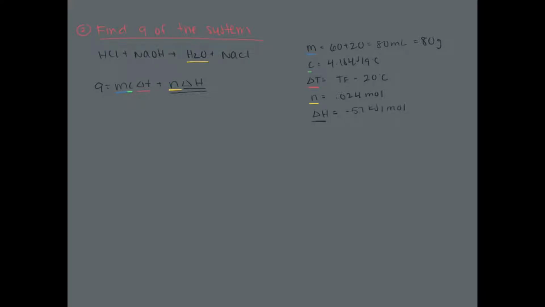Now we can just plug this all into our equation. Our mass of water, 80 grams, times the specific heat, 4.184 joules per gram degrees Celsius, times the change in temperature, Tf minus 20 degrees Celsius. Add that to our enthalpy of neutralization, so our moles of water, 0.024 moles, times the enthalpy, negative 57 kilojoules per mole. When we simplify this, we get 334.72 joules per Celsius times the final temperature minus 8.05 kilojoules. This is equal to the Q of our system.